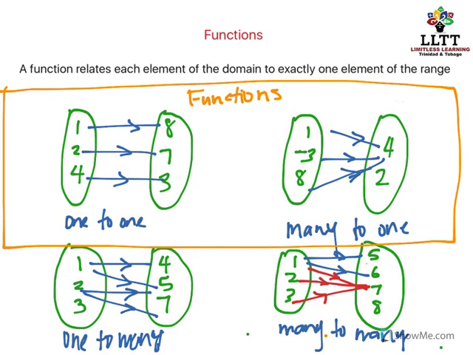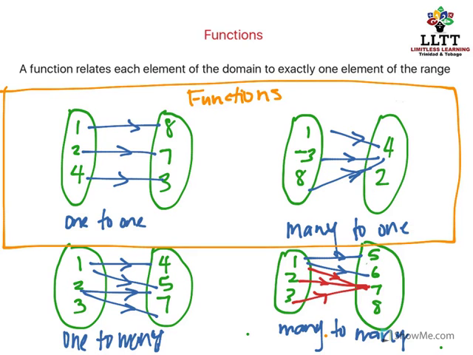So in my first case, one-to-one, that's pretty clear, right? Each element, 1, is related to 8, one exact element. 2 is related to one exact element, 7. 4 is related to exactly one element, 3. When you're looking at many-to-one, we have the elements of the domain relating to exactly one element of the range. So 1 goes to 4, only 4. 3 goes to 4. 8 goes to 4. It only goes to one element.